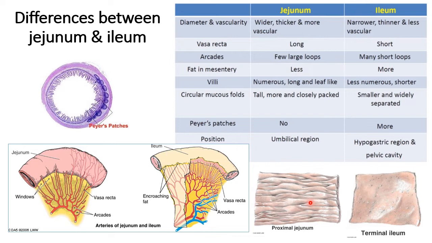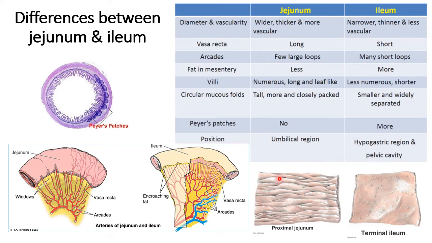Now you also need to know that the difference between the ileum and jejunum is gradual. There is no one point where you can tell that this is the end of the jejunum and that's the beginning of the ileum. The change is gradual between the jejunum and ileum.